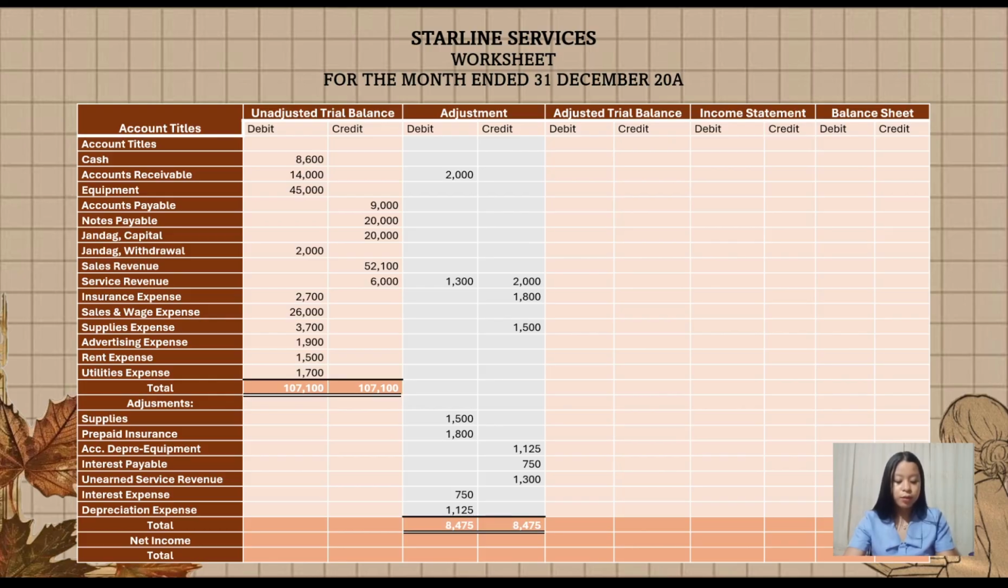Number 4 is interest payable. It is 750. Interest has been incurred but not yet paid, so we record interest expense and interest payable. Number 5 is unearned service revenue. It is 1,300. Previously unearned revenue is now earned, so it becomes service revenue. After recording all adjustments, the total adjustments on the debit and the credit sides are equal at 8,475.